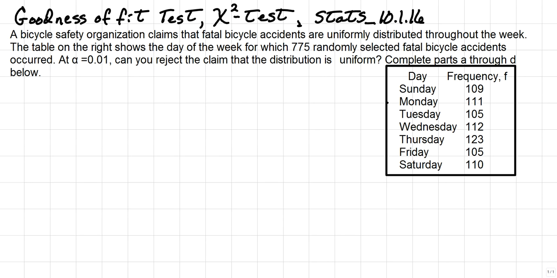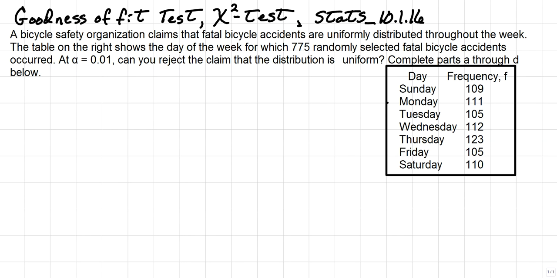A bicycle safety organization claims that fatal bicycle accidents are uniformly distributed throughout the week. The table on the right shows the day of the week for which 775 randomly selected fatal bicycle accidents occurred. At alpha equals 0.01, can you reject the claim that the distribution is uniform? Complete parts A through D below.